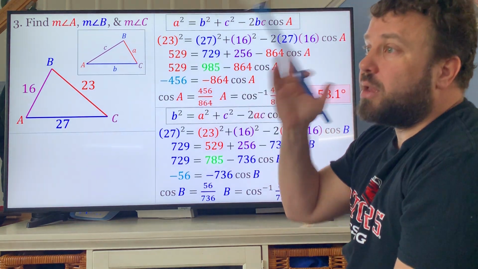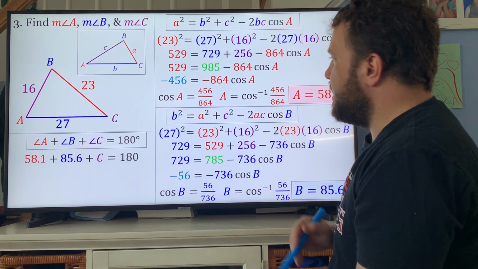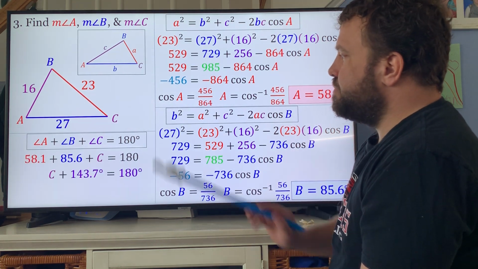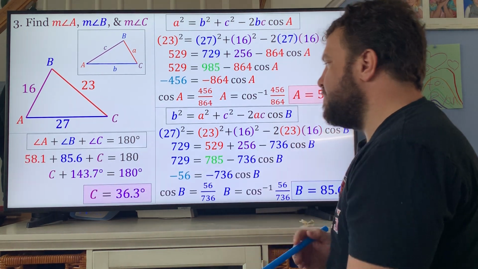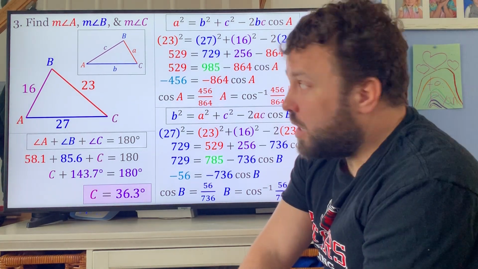Now, how do you find C? You could do the same thing again, or you can use the triangle sum theorem. Add them to be 180. Boom, boom, boom. 180 minus that, you get 36.3. All right, how we doing?